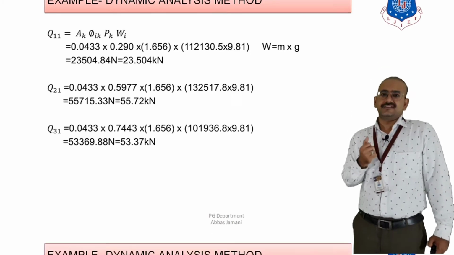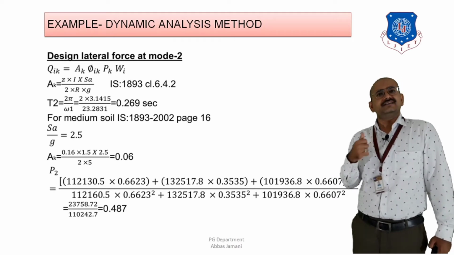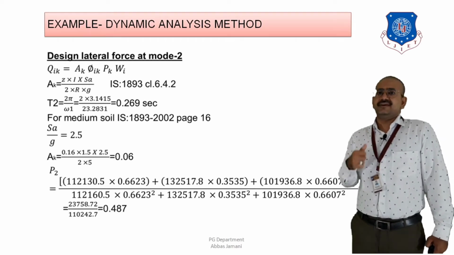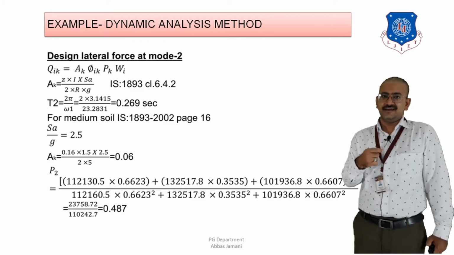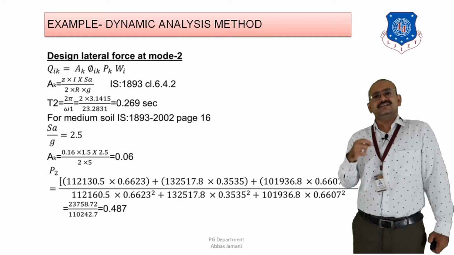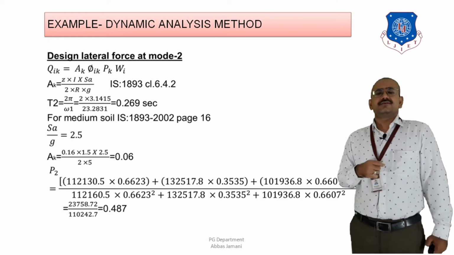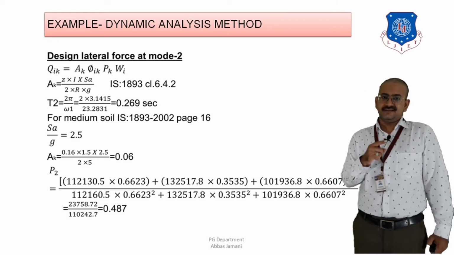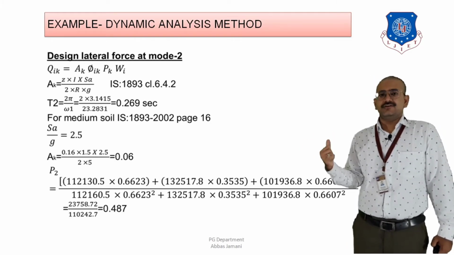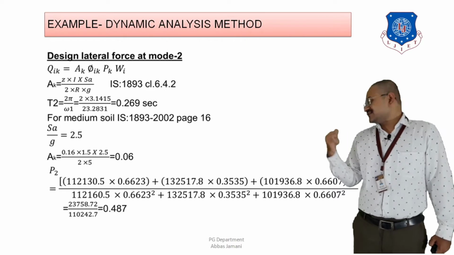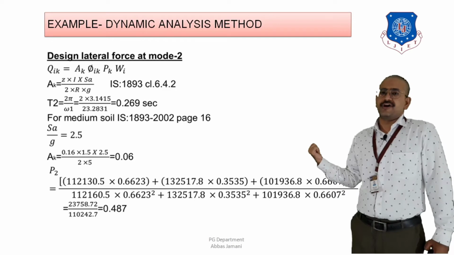Similarly, we have to calculate for the second mode. Now for the second mode, again we have to start with Qik is equal to Ak into phi ik Pk into Wi, where again our first task will be to calculate the value of Ak. As I have said earlier, we have to calculate for each of these modes independently. So again, going back to the same formulas, all the values are going to remain same except one, that is the value of Sa by g, because it is related to time period and time period is related to omega, that is angular frequency. So now if I substitute T2 is equal to 2 pi by omega 2, I will get the value of T2 is equal to 0.269.